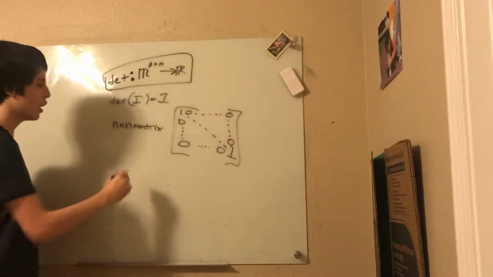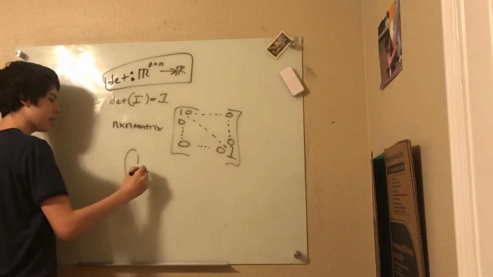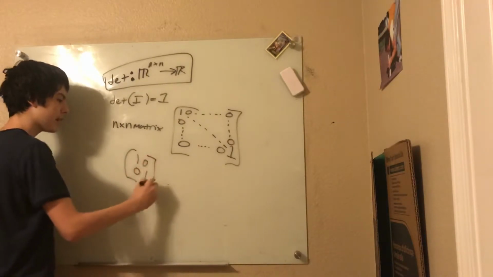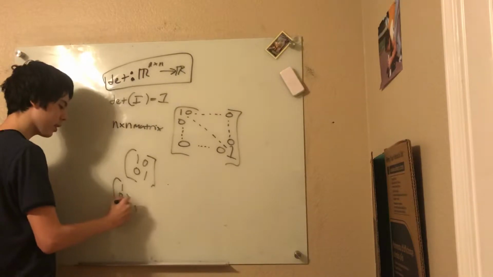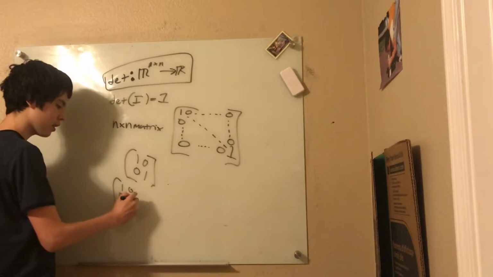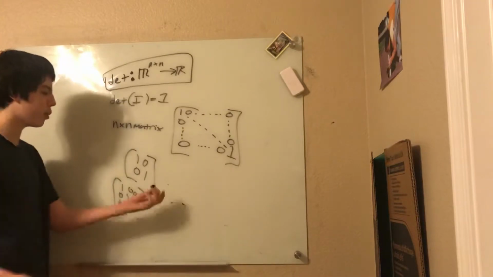Right, so that's what it is. So this is the identity matrix. This is an identity matrix. And we can continue so on, right?